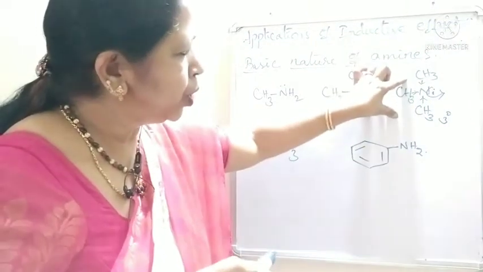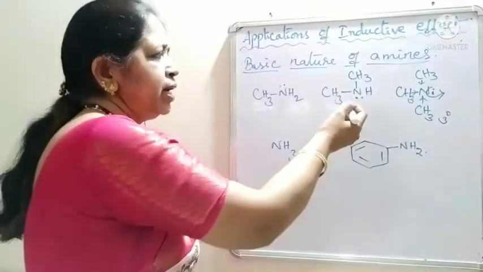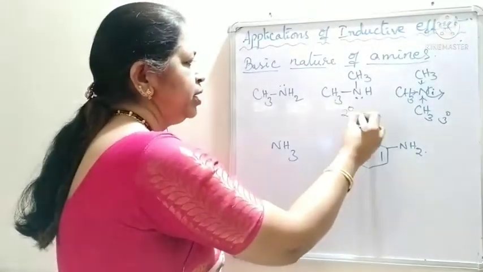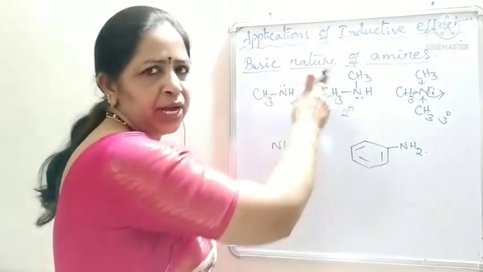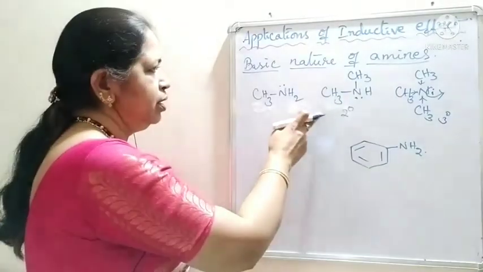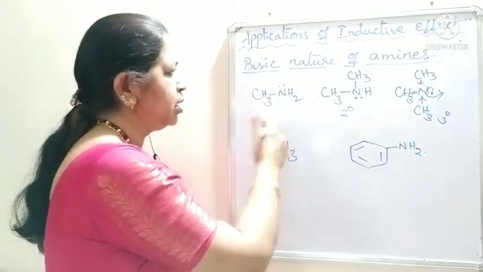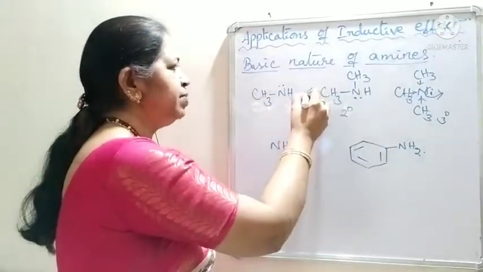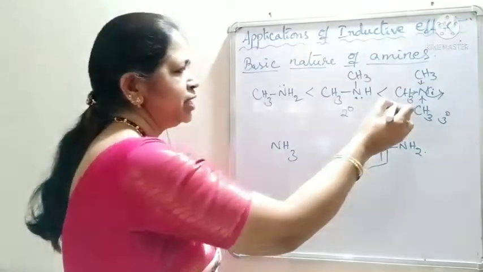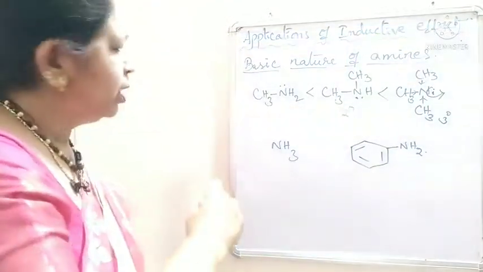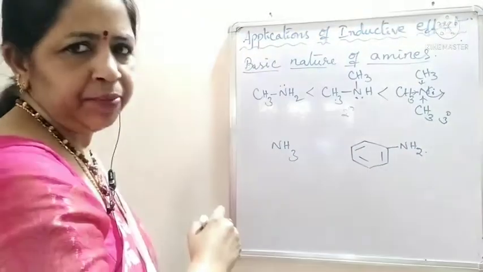So, it is more basic when compared to secondary amine, which has only two alkyl groups, and it is more basic than primary amine. So, what is the order? Primary amine is less basic than secondary amine, which is less basic than tertiary amine. Okay. Now, coming to ammonia.